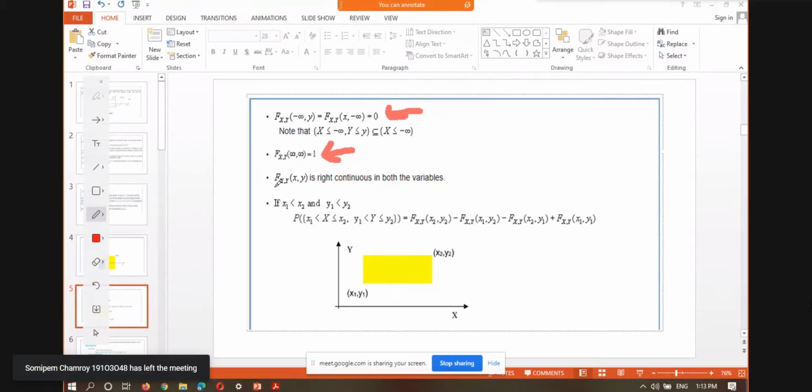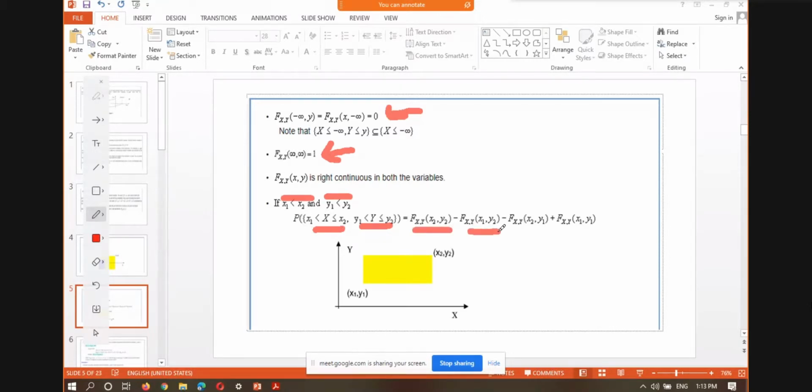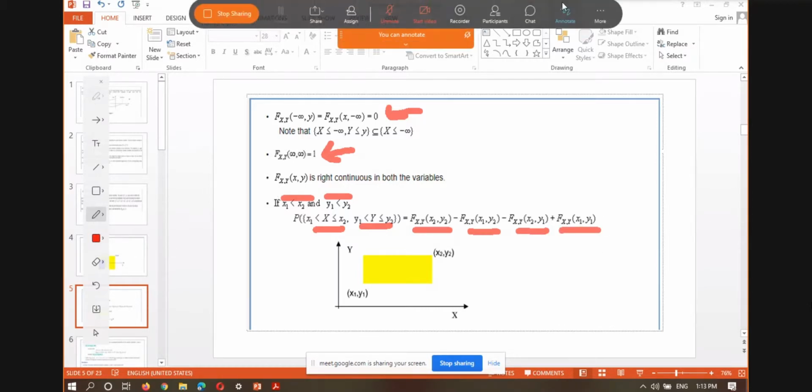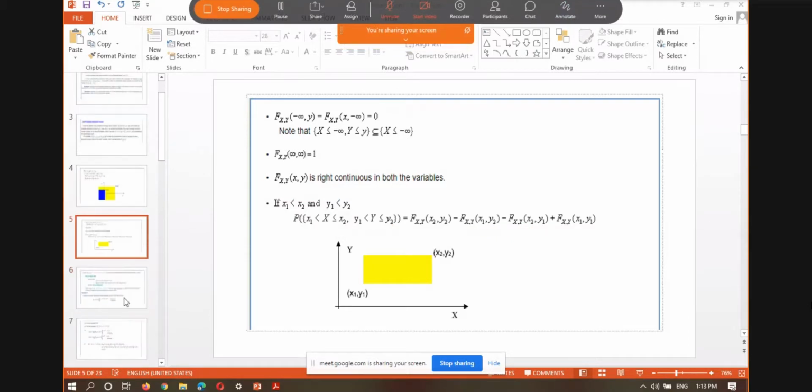And then F is right continuous in both the variables. Then this result, like x1 is less than or equal to x2 and y1 is less than or equal to y2, then this probability, because we have already proved this result for the case of one random variable. Now for the case of two random variables, it is like this: F(x2, y2) minus F(x1, y2) minus F(x2, y1) plus F(x1, y1). These results also we.